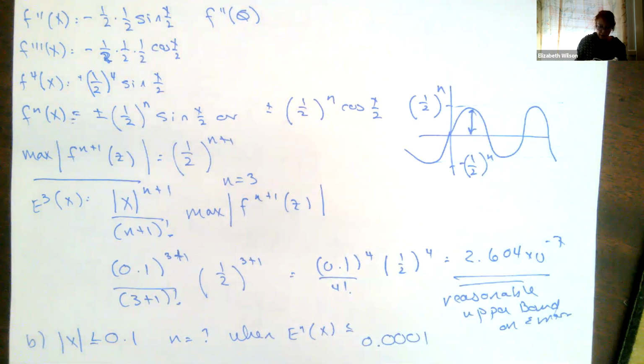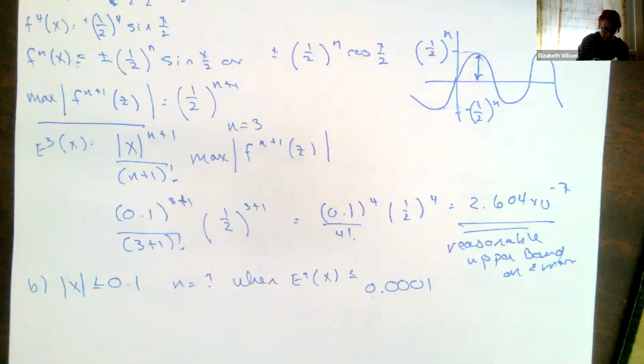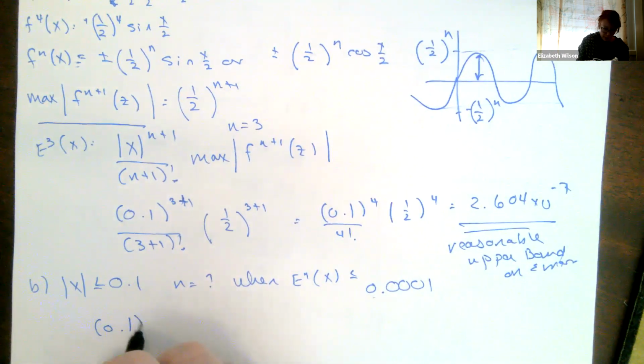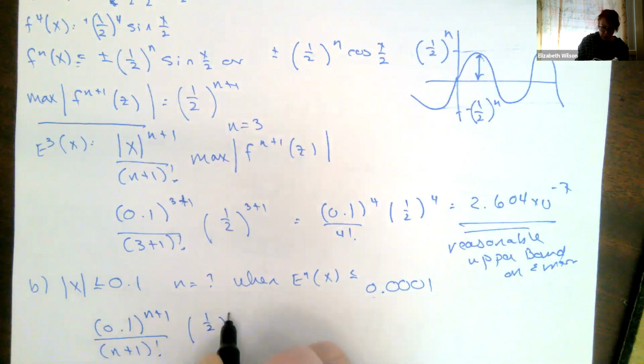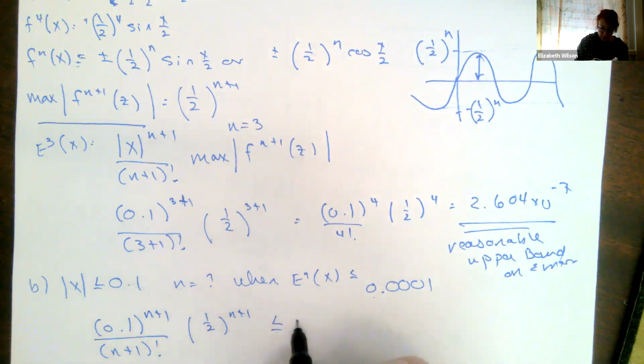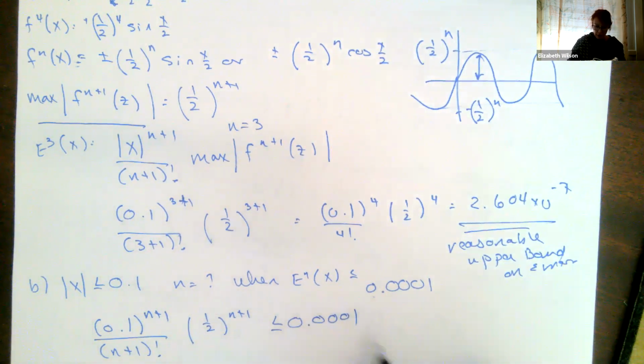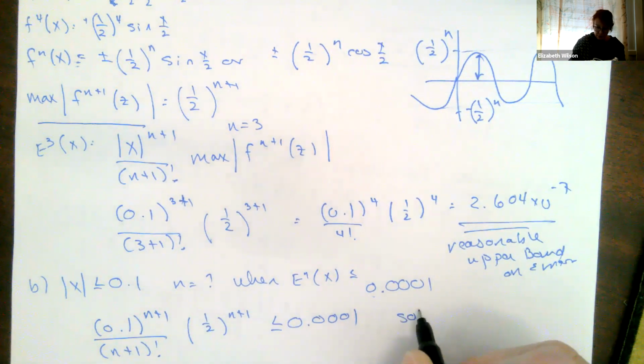Okay, so I'm going to set this whole thing here less than that. So I'm going to go 0.1 to the n plus 1, over n plus 1 factorial, times 1/2 to the n plus 1, because I don't know what n is, but I want it to be less than 0.0001. And then solve for n.